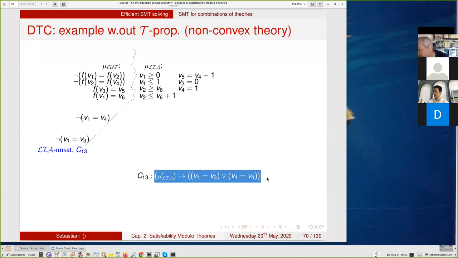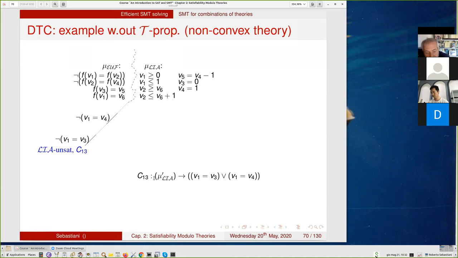I represented the clauses as implications, but you know that this is the same as saying that, so this is a subset of atoms, which is exactly this atom, this atom, this atom, and this atom. So writing this as an implication just says the disjunction of those literals. Remember that an implication can always be seen as a disjunction. I prefer writing them as an implication because this will help us to see the comparison with Nelson-Oppen. So you learn this clause in this branch, and then you backjump.